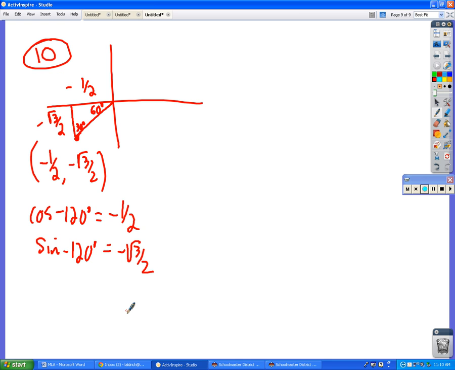Okay? So cosine is x. Cosine is x, sine is y. Cosine comes before sine in the alphabet, x comes before y. Easy to remember. So you just have to find the coordinates of that point, and then the x-coordinate is the cosine, the y-coordinate is the sine. If you needed to come up with the secant, it would be 1 over that. If you had to come up with the cosecant, it would be 1 over that.